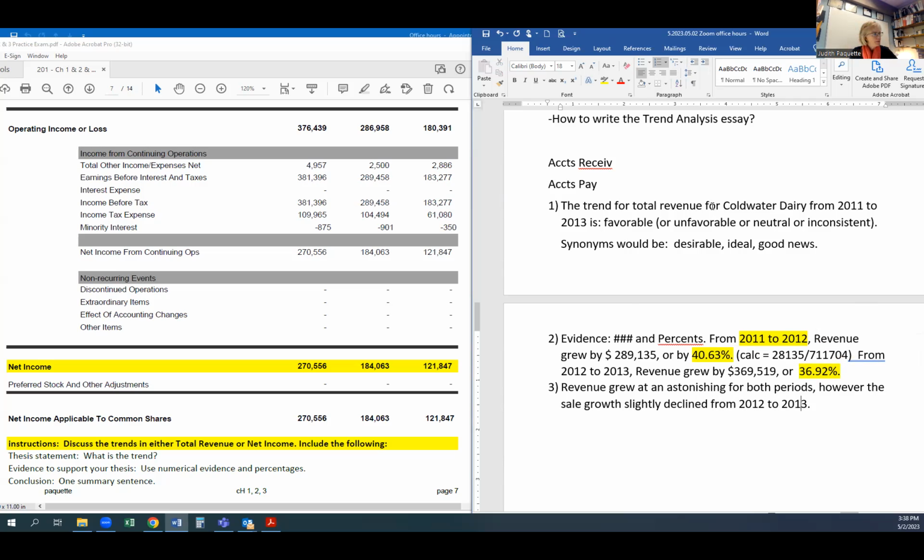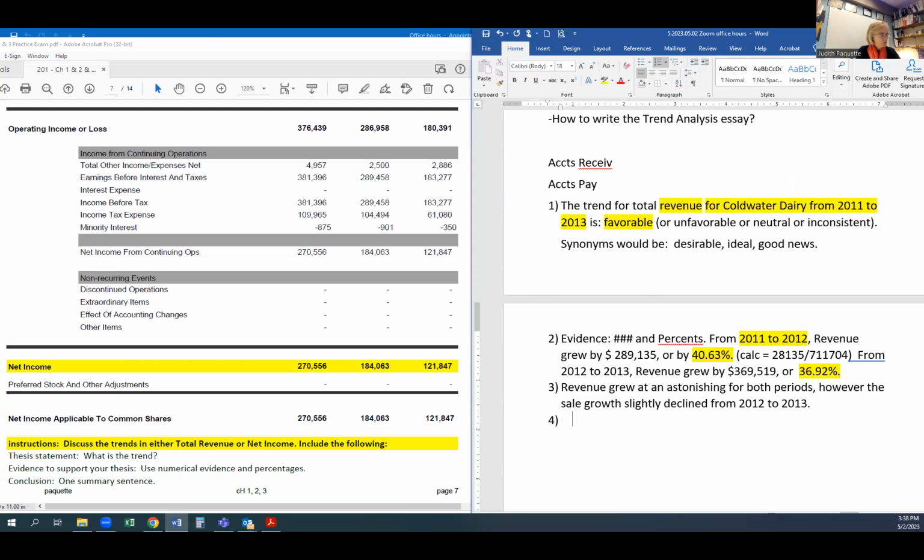A thesis statement. What's the trend? In your thesis statement, name the company and name the period. What are we talking about? We're talking about revenue. Who's the company? Coldwater Dairy. What's the time period? 2011 to 2013. And what's the news? Good news, bad news, inconsistent. Here you're giving me hard facts about the revenue and its trends.